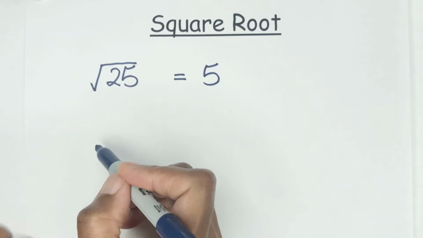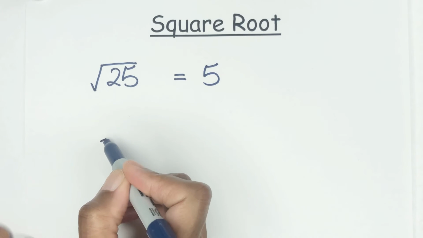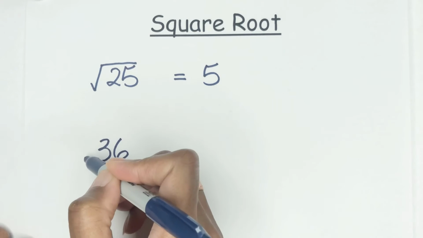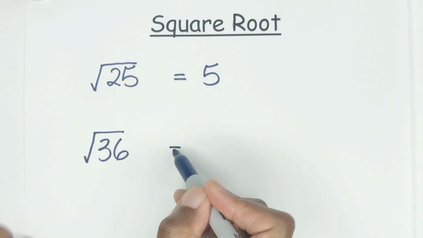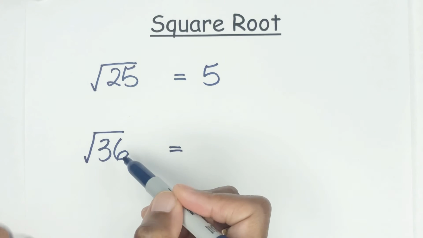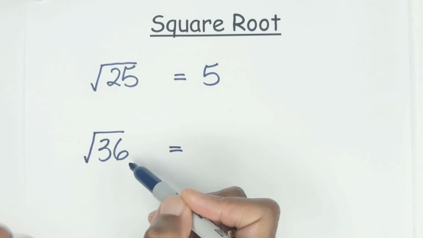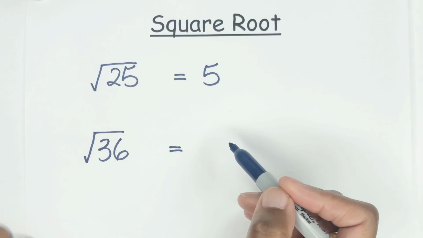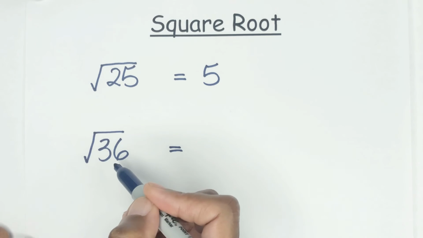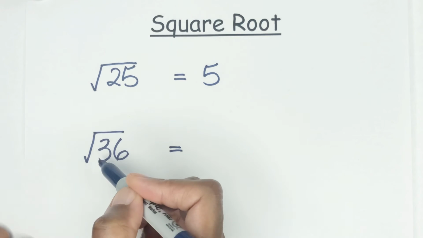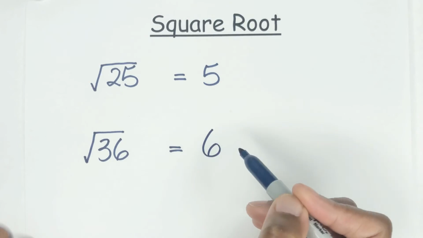All right, let's do another one. What is the square root of 36? So what two numbers multiplied by themselves will give you 36? Let's think for a minute. 6 times 6, right? Okay, so if 6 times 6 is 36, that means the square root of 36 is 6. Squaring a number gives us a little bit more insight on how to do square roots.